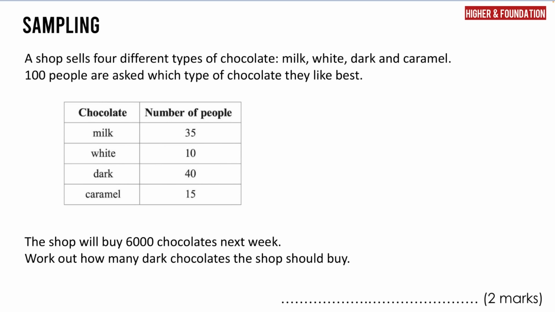When looking at sampling, we are essentially going to be working out a fraction or a percentage of an amount, depending on how we look at it. But this one here says that there are 100 people asked which type of chocolate they like best. So this is out of 100. It says the shop is going to buy 6,000 chocolates next week. Work out how many dark chocolates they should buy. Well, if we look at the dark chocolates just here, then there's 40 out of 100 people in this sample wanted dark chocolate. Now that equates to 40%.